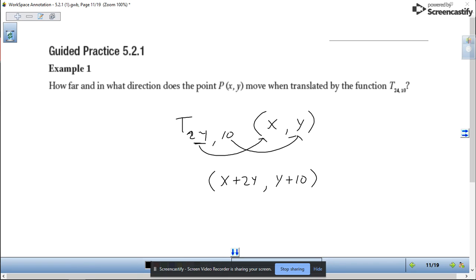So what does that do? Now it says how far and in what direction. So we go 24 units right and 10 units up. That's it. That's all it's asking you to do: identify what happens to that point based on that translation. Okay? All right.